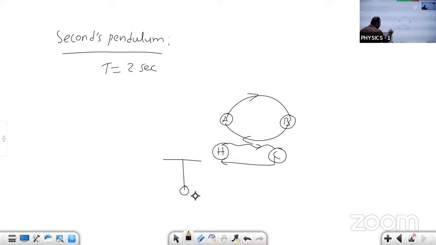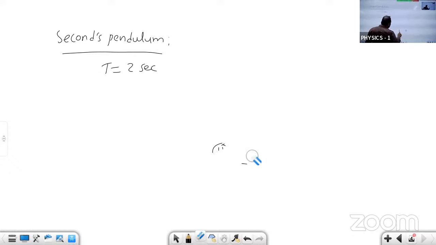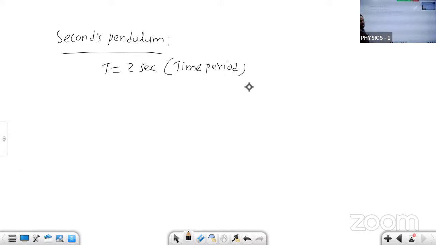For example, take one simple pendulum. Going from A to B and again coming from B to A takes 2 seconds. That pendulum we call a seconds pendulum. A seconds pendulum means the time period of a simple pendulum is 2 seconds. So we write T equals 2 seconds. That pendulum we call a seconds pendulum. Now, students, there is one more in this.